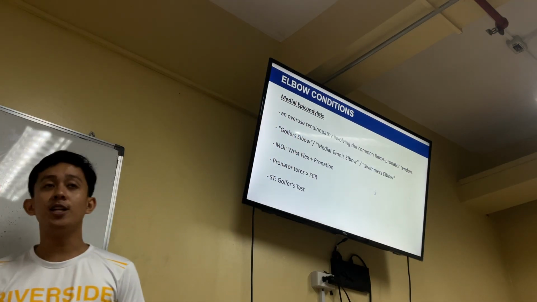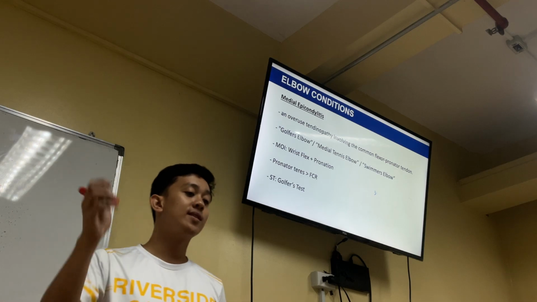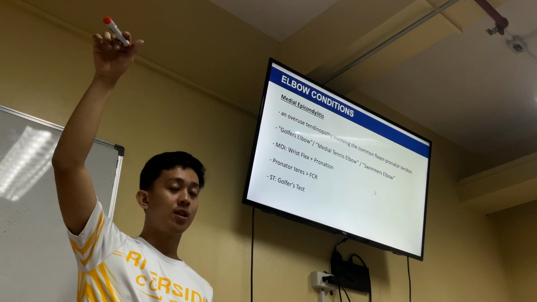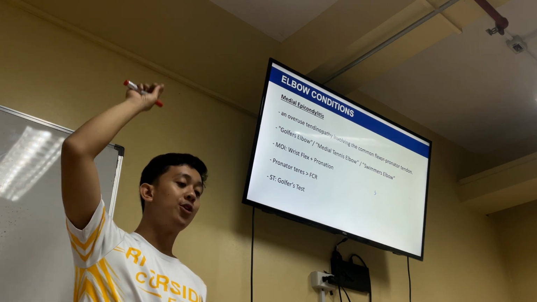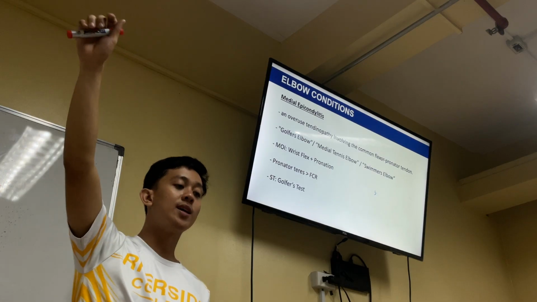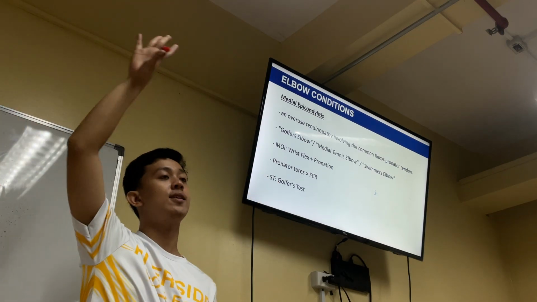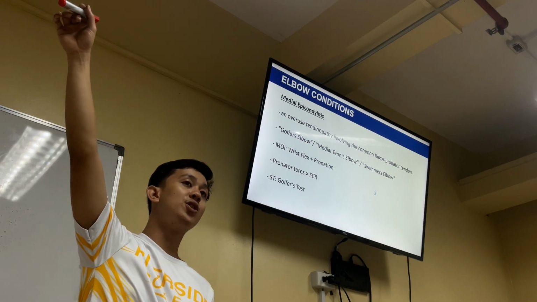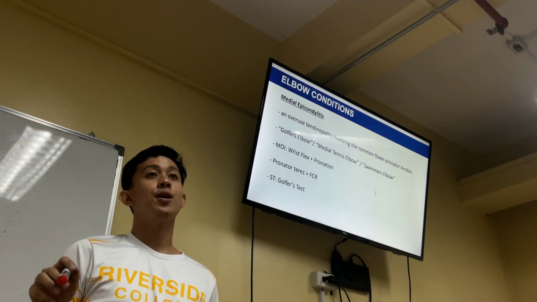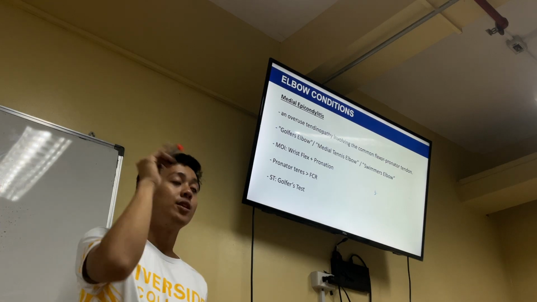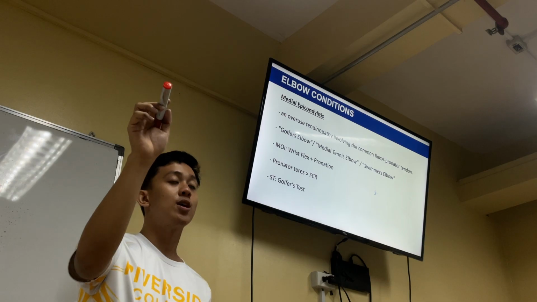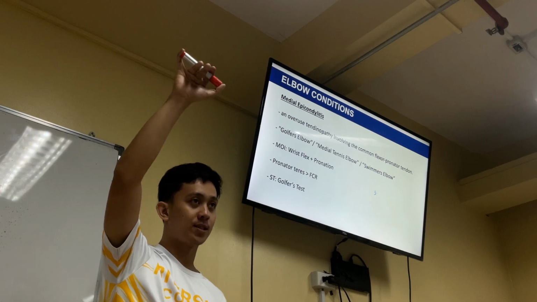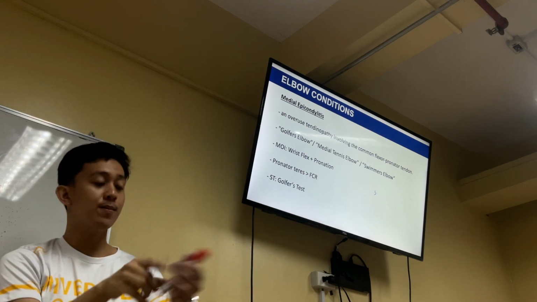On the other hand, your medial epicondylitis is an overuse tendinopathy involving your common flexor pronator tendon. So your golfer's elbow, or swimmer's elbow, these are all aka of your medial epicondylitis. Mechanism of injury: wrist flexion and pronation. The most commonly affected is your pronator teres, compared to flexor carpi radialis, brevis or longus.